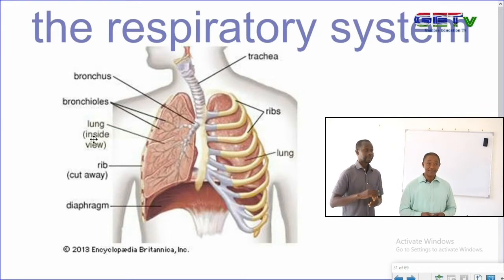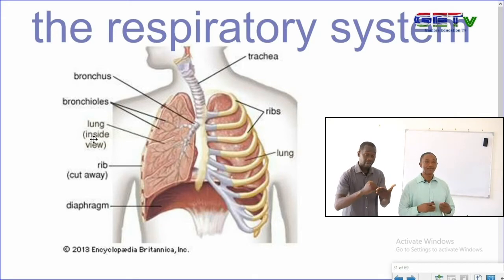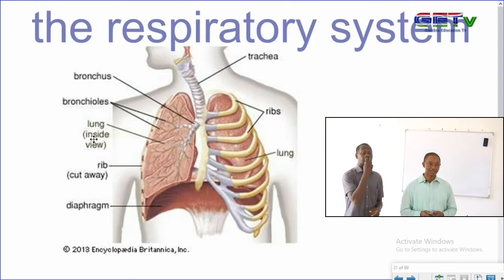So again, like I emphasized in the other class, you need to make sure you know the location of these organs, the names of the parts, and the functions of each of the parts. And most importantly, you should be able to identify a system. In this case, this is the respiratory system.